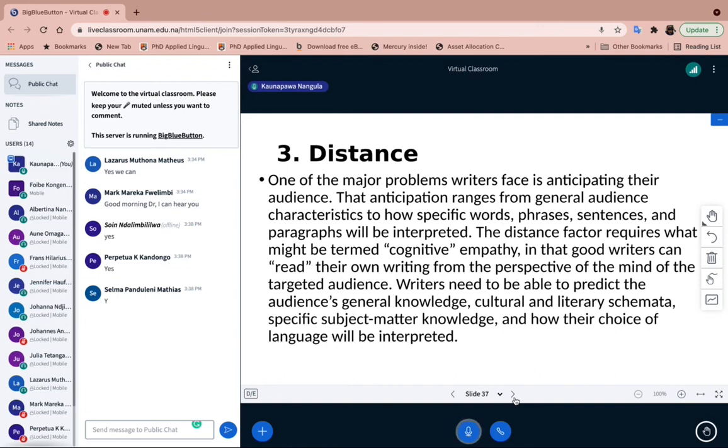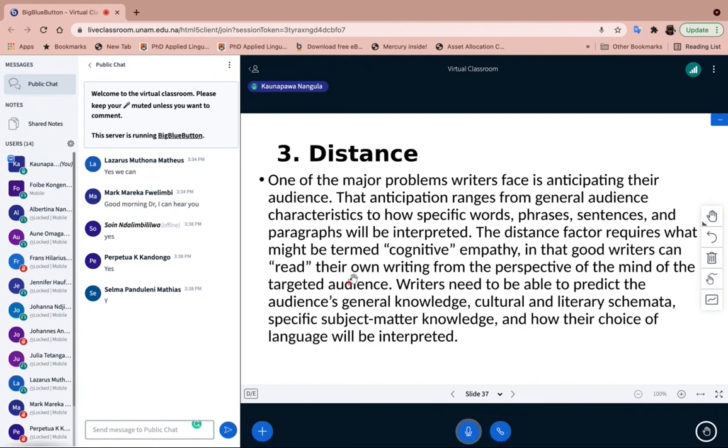You don't have an audience to give you some sort of feedback right away. Okay, so because of this aspect of distance, the distance factor requires what might be termed cognitive empathy, in that good writers can write from the perspective of the mind of the targeted reader.